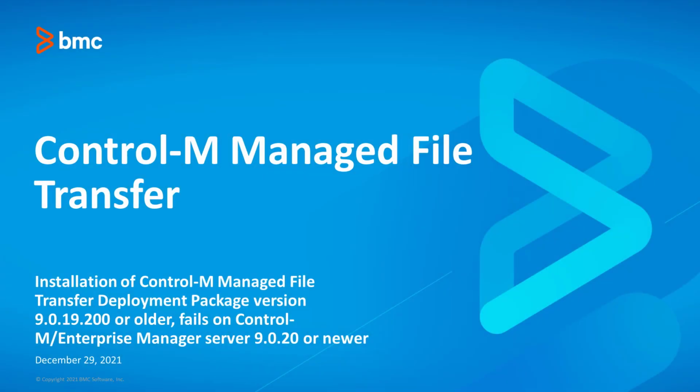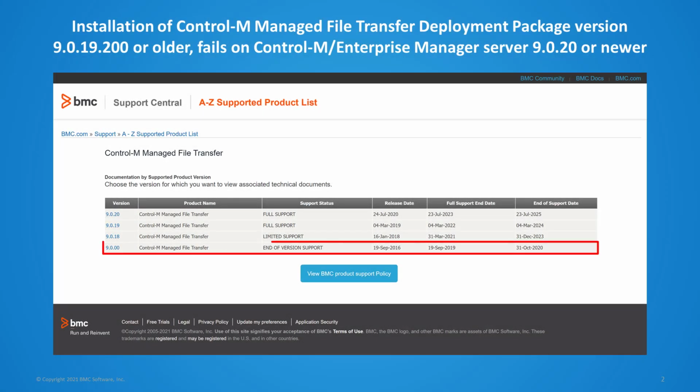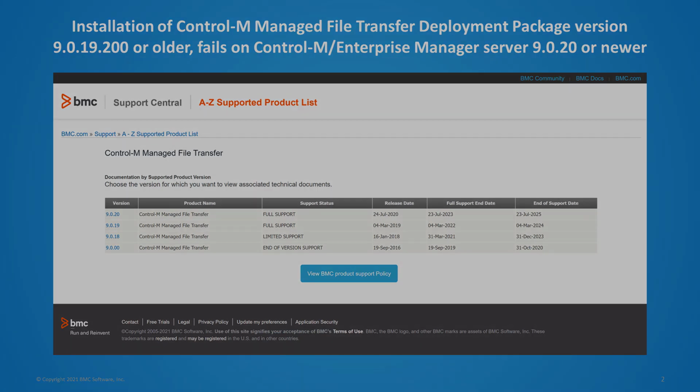Installation of Control-M Managed File Transfer Deployment Package version 9.0.19.200 or older fails on Control-M Enterprise Manager Server 9.0.20 or newer. Once a product reaches the end of support date, customer support will direct customers to upgrade to a more current version, release, or service pack of the product.